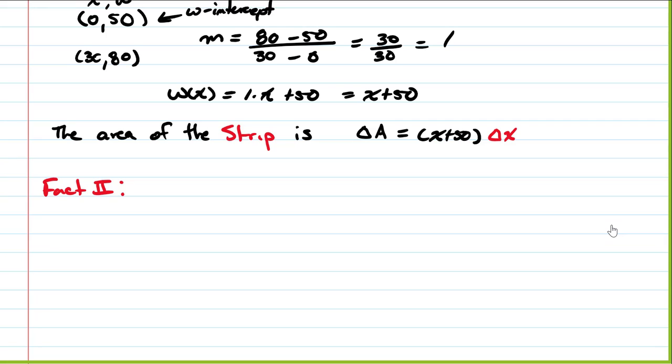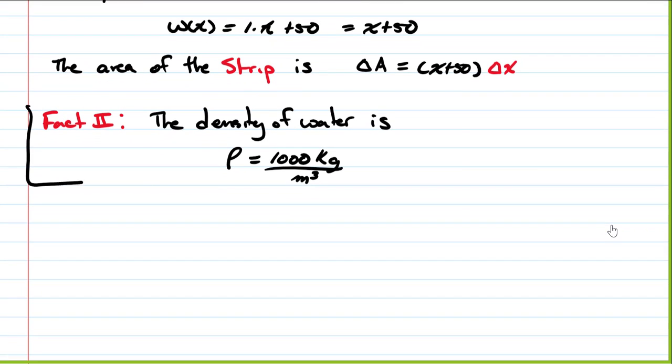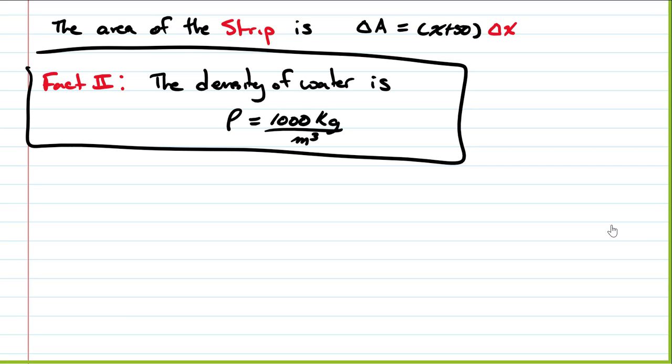So rho, the density of water, rho is 1,000 kilograms per meter cubed. So this is a converted one. All right, so we have our fact number 2, and you will need this in your homework, that the density of water is 1,000 kilograms per cubic meter.